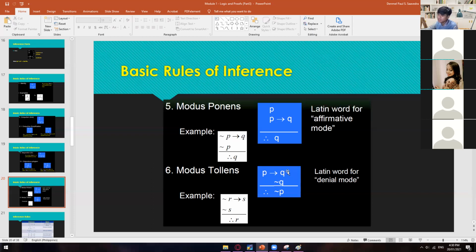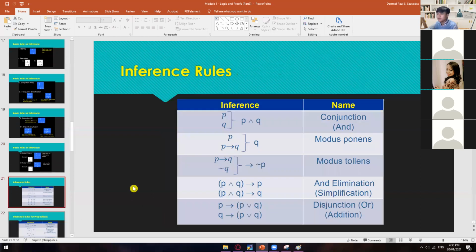If you can see this kind of format, then you have to negate your hypothesis. Same with this one. Anyway, here are the other inference rules. We have here the conjunction, so you could read this one again as P and Q, and then this one as Q only, since both of those are just true.